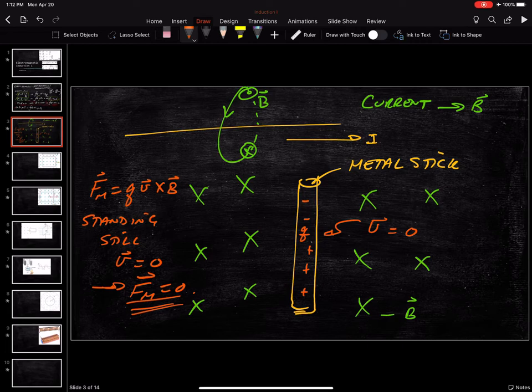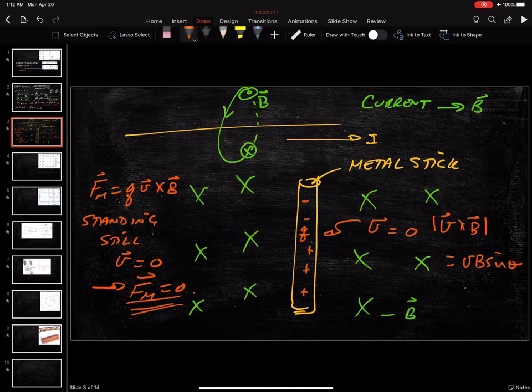V cross B, as you remember, the magnitude of it would be VB sine theta. And if V and B are in the same direction, theta is 0, or if they're in opposite directions, 180 degrees, but the sine of both of those things is 0. And so if you move this in the same direction as the magnetic field, then there is no magnetic force.